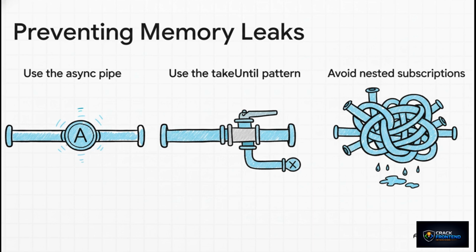You should immediately mention using the async pipe, which handles the whole subscribe/unsubscribe lifecycle for you automatically. Or talk about a robust pattern like takeUntil for cleaning up multiple subscriptions at once. This shows you've dealt with complexity.